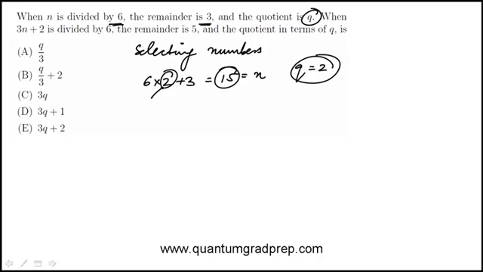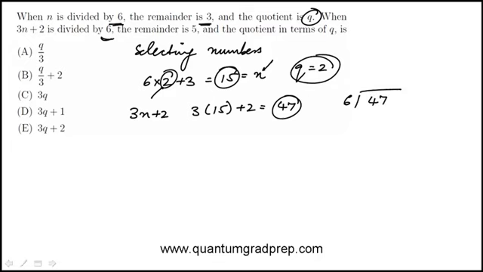Now they're asking us about when 3n plus 2 is divided by 6. So we use the same value of n, and we find what 3n plus 2 is in this case. 3 times 15 plus 2, which would be 47. And then we divide this by 6. So 6 times 7 is 42, remainder 5, which does square with that. Now our quotient is 7.